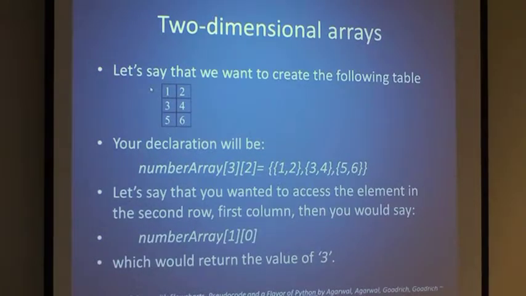For example, if you want to initialize an array which looks like this, 1, 2, 3, 4, 5, 6, like that, what will this do? Array, that's the number of rows, right? 3 rows. And number of columns, 2 columns.